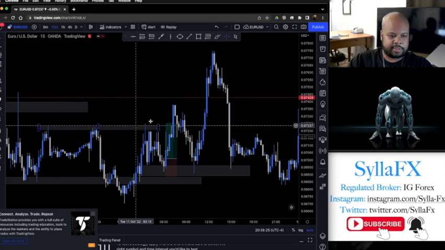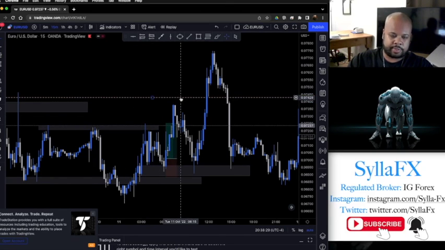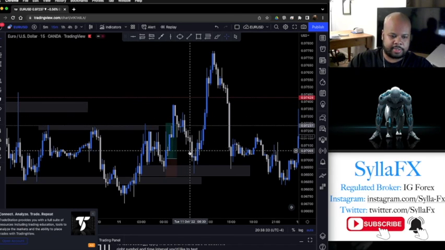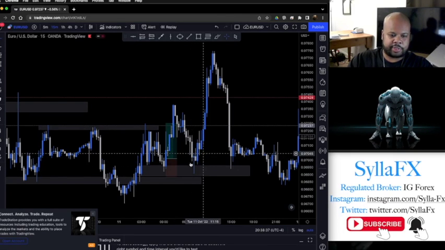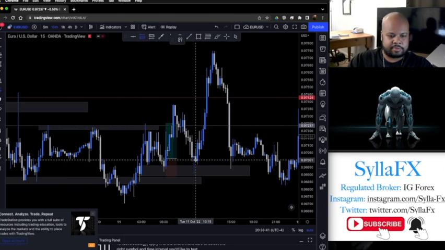So now what does price do? Breaks above this temporary support level. It didn't quite reach the major resistance, but what does price do? Comes all the way back down to that demand level again and gives us a clear rejection. This is a buy position all day. So we're going to take another buy position here after that candle closes.